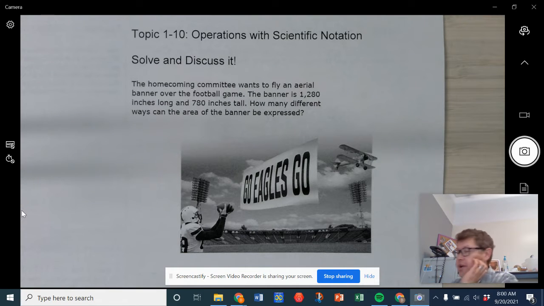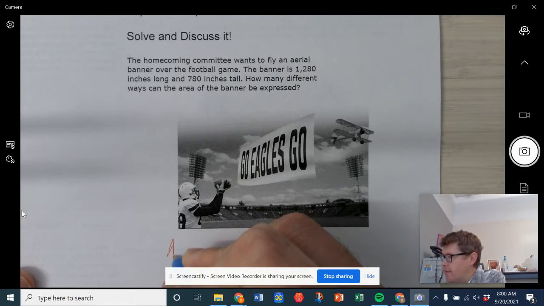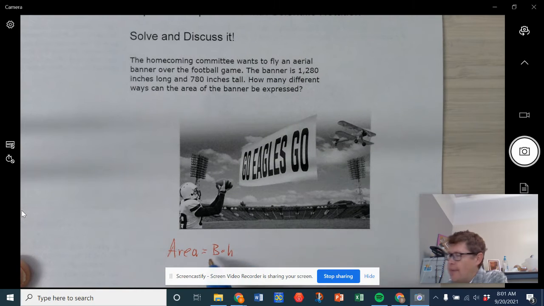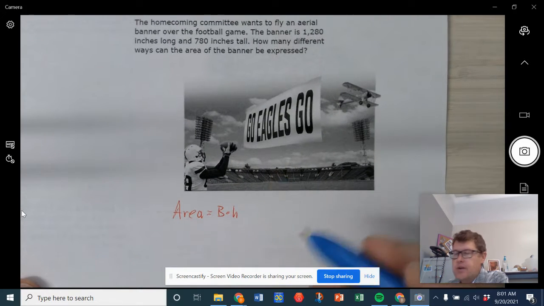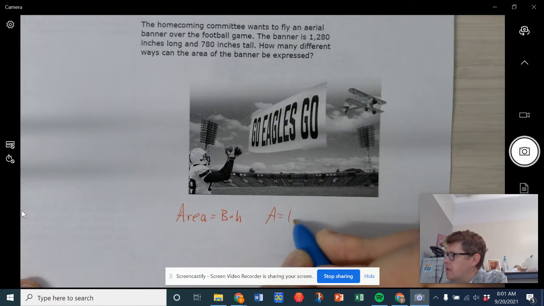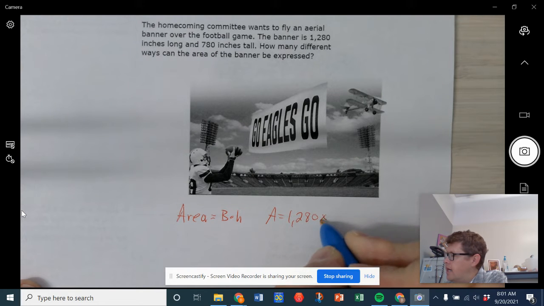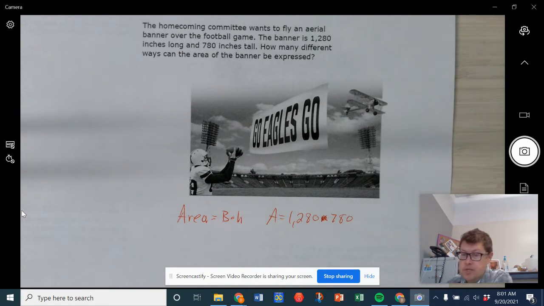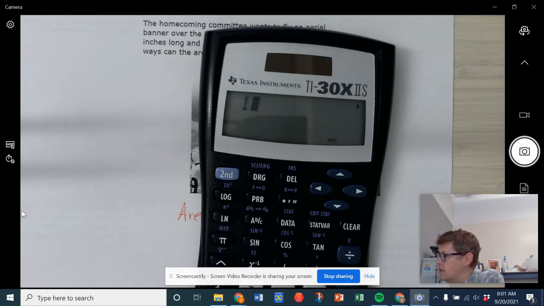If we want to find the area, remember, area of a rectangle is base times height. So it's 1280 by 780. I'll probably use the dot, that's fine. I'm just going to use a calculator for that because I don't want to do that in my head.